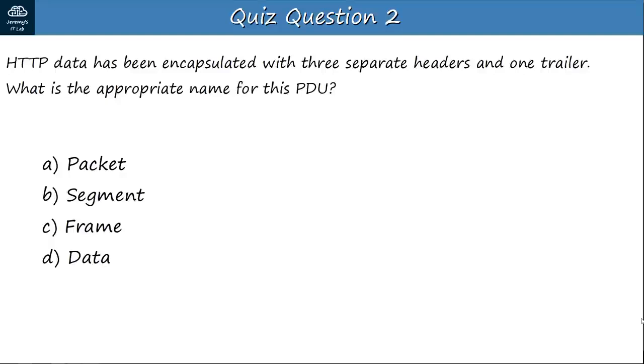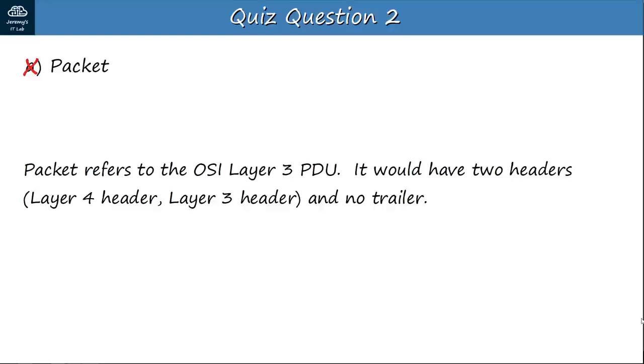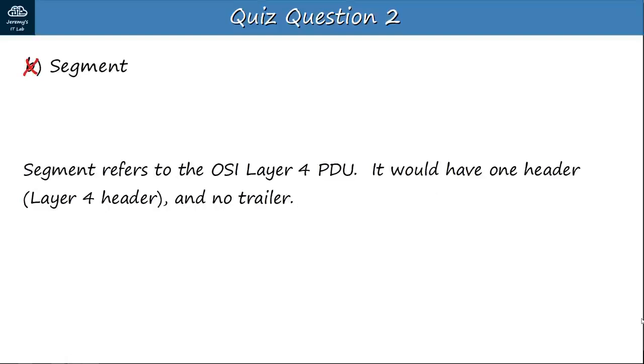The answer is C. Frame. Let's check. Packet refers to the OSI Layer 3 PDU. It would have 2 headers, the Layer 4 header and the Layer 3 header, and no trailer. So A, packet, is incorrect. Segment refers to the OSI Layer 4 PDU. It would have 1 header, the Layer 4 header, and no trailer. So B, segment, is incorrect.